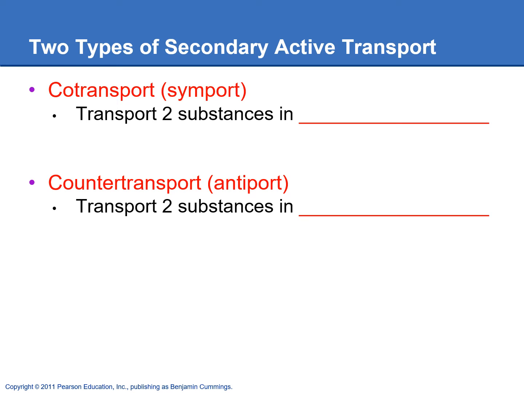With secondary active transport, we have 2 terms that we use, and these are only used with secondary active transport. You're not going to see these used with primary active transport at all. So the first one is cotransport, also called symport. Co and sym both mean together. So we're going to be transporting 2 molecules in the same direction, for example, both of them into the cell. And then countertransport or antiport, we're transporting the 2 substances in opposite directions. So one's going to go into the cell and one goes out of the cell.